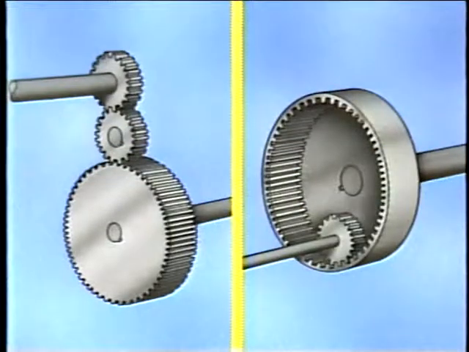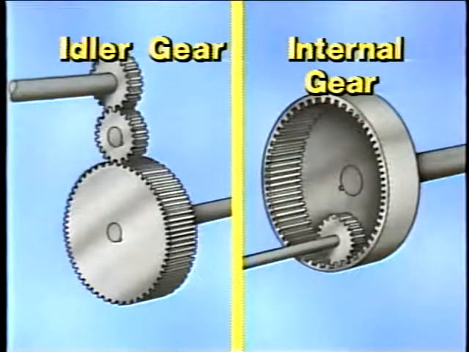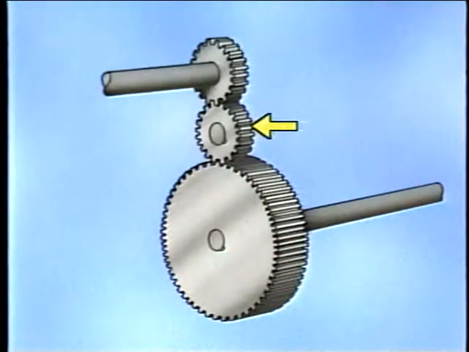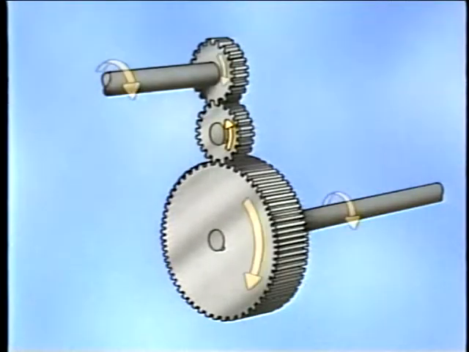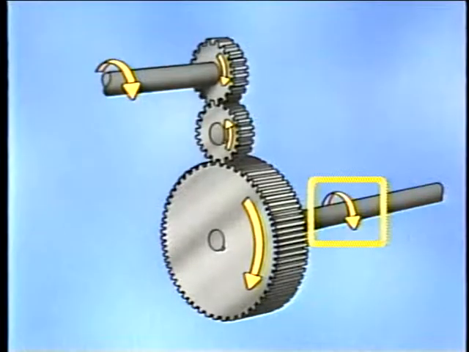When it's necessary for two parallel shafts to rotate in the same direction, either an idler gear or an internal gear must be used. Let's take a closer look at these two types of gears. The idler gear is just another spur gear that is mounted between the original gear and pinion. The idler gear spins freely and transmits the power developed on the pinion to the gear. This way, the input shaft and the output shaft will turn in the same direction.